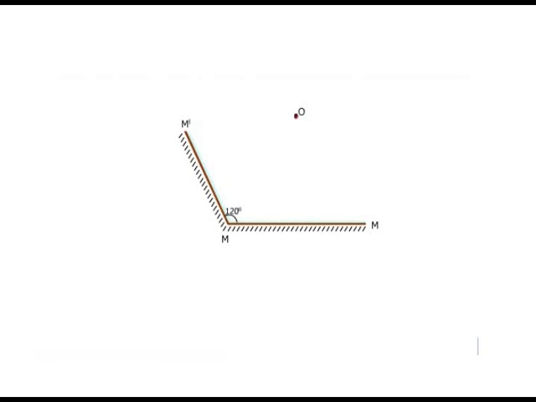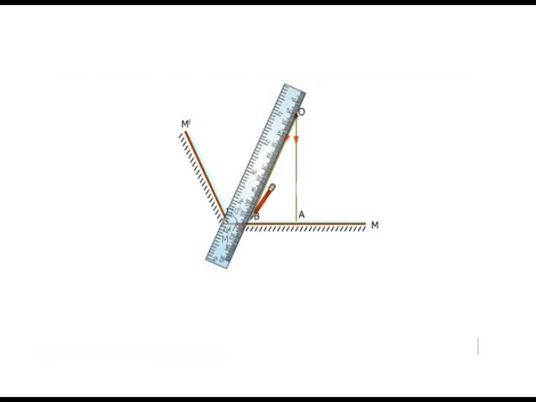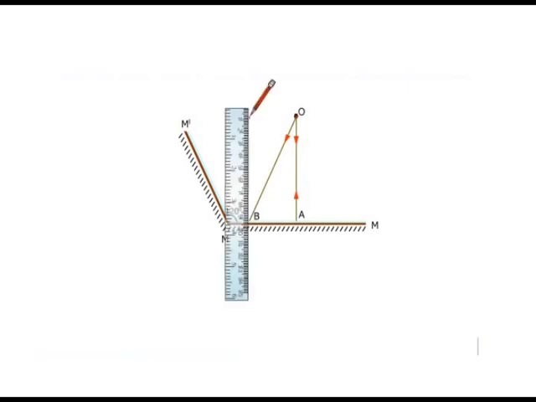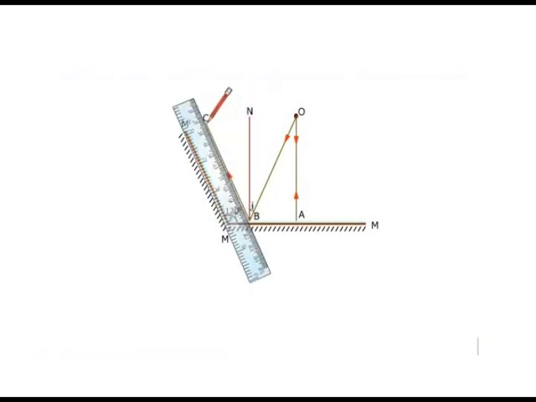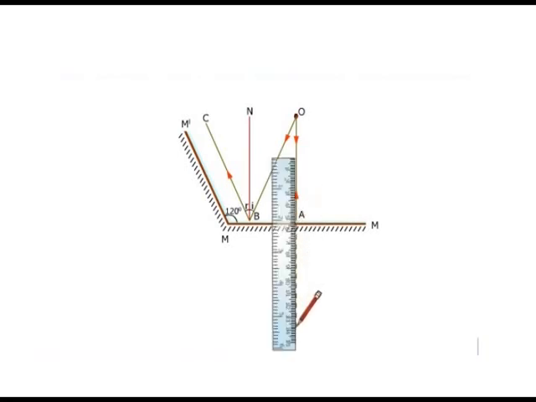So how would you trace the image of point O reflected on the mirror MM? Now it's simple. Draw any two rays incident to the mirror at different angles from O, say OA and OB. Now OA being perpendicular is reflected along the same path. OB is reflected along BC according to the laws of reflection. Extend the reflected rays AO and BC backwards. Their point of intersection is the position of the image.